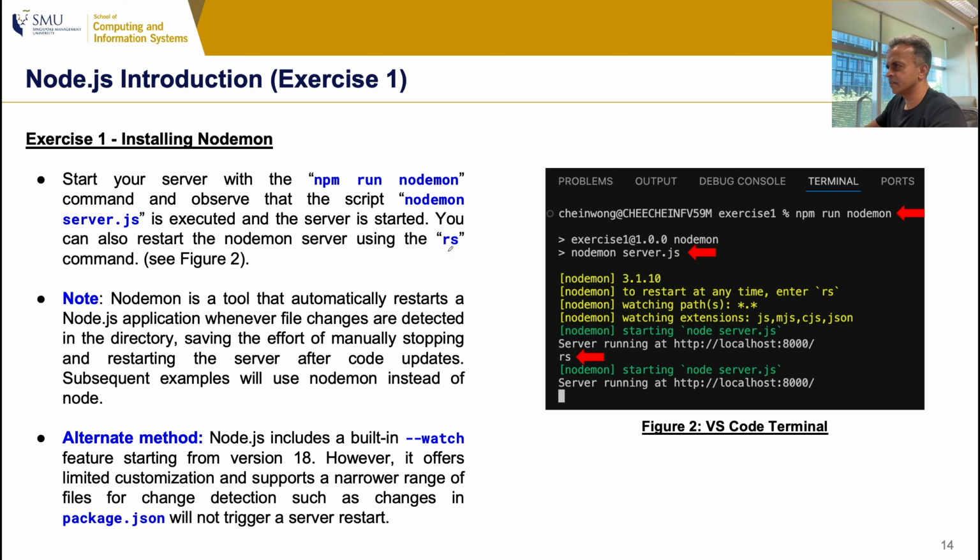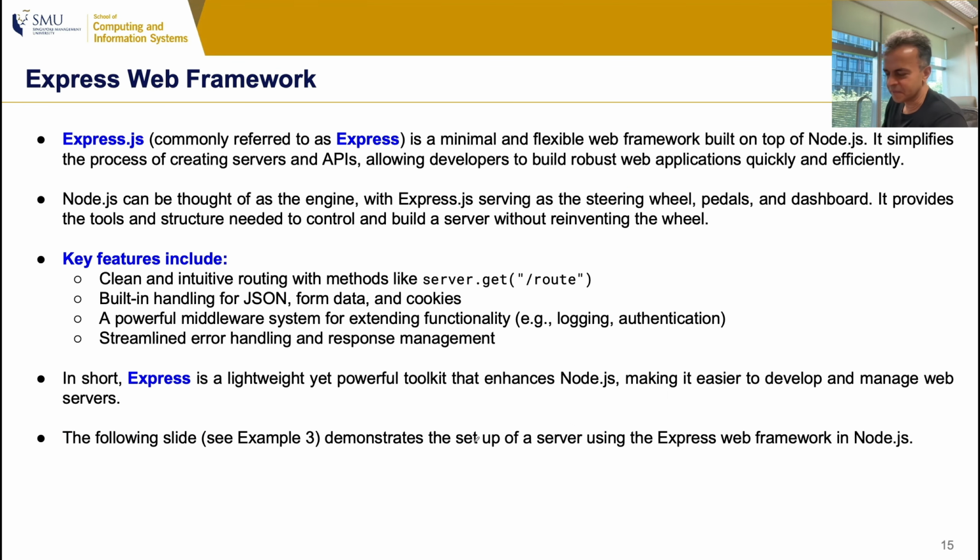We illustrated the use of rs to restart, so as we saw, a change in package.json will actually re-trigger nodemon to restart the server. If you don't like it, there are ways of customizing it, but for our purpose in this course, maybe these advanced options are not necessary. So Express is the framework that we will be using starting the next example.